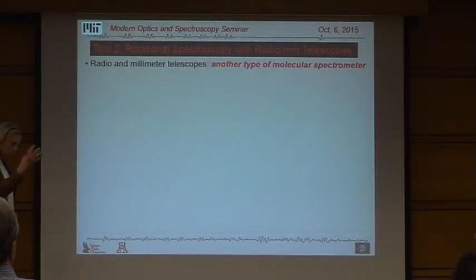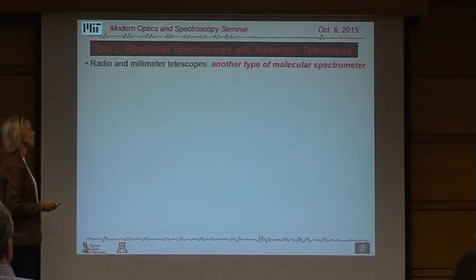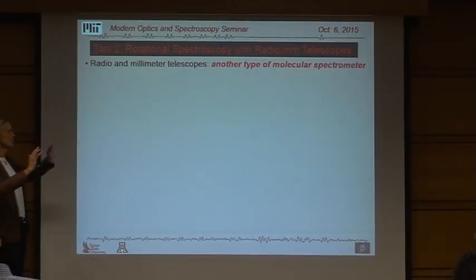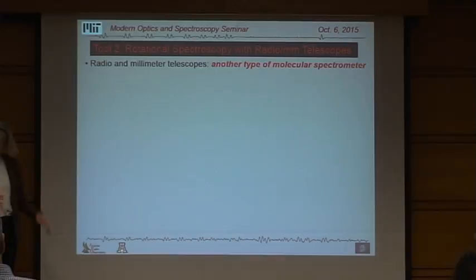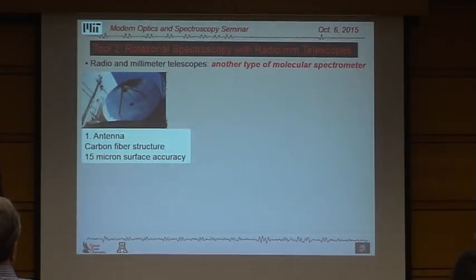Now, in addition to rotational spectroscopy in the lab, I also do another sort of rotational spectroscopy, and that's with radio and millimeter wave telescopes. People say, oh, this is astronomy, we'll stay away from it. But I view radio telescopes as just another form of a molecular spectrometer. So you've got to have a telescope that collects the radiation. That's all it really does.